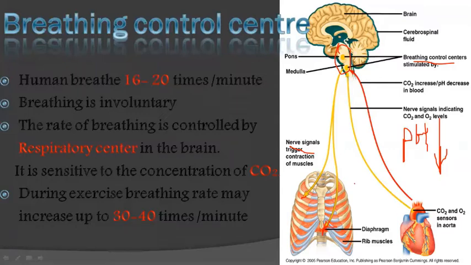Okay, so the respiratory control center controls our breathing process in our body. So when we exercise or do any hard job, we can breathe 30 to 40 times per minute, and it is too much, like double of what we breathe in the normal condition.